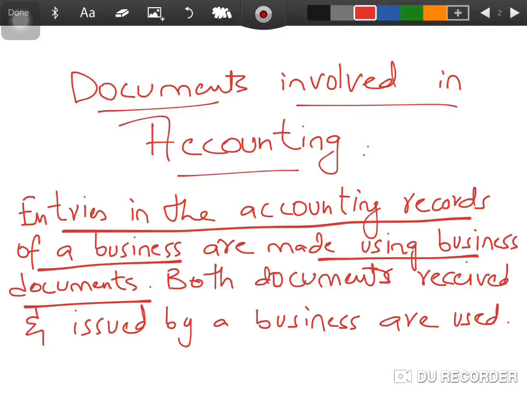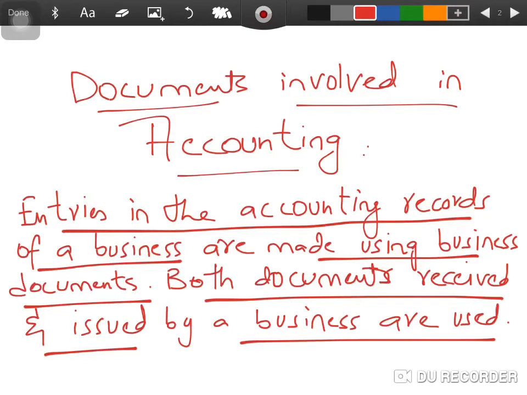So sometimes you're going to receive documents from other people, and sometimes you're going to issue documents to other people as well. So both your documents received and the documents that you issue are going to be used in your business, right? So let's move on and let's have a look at the first document.